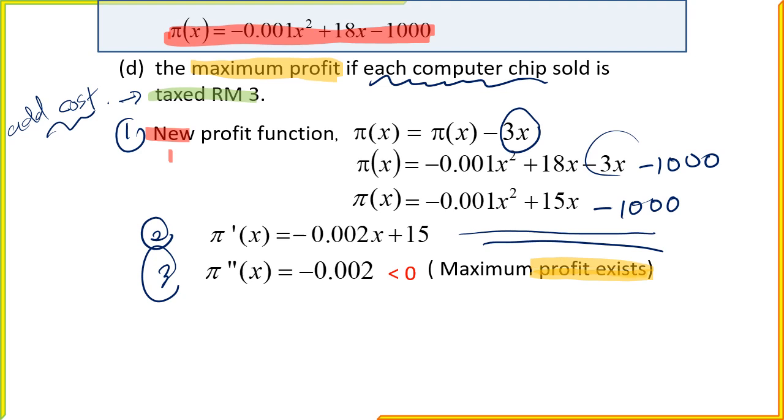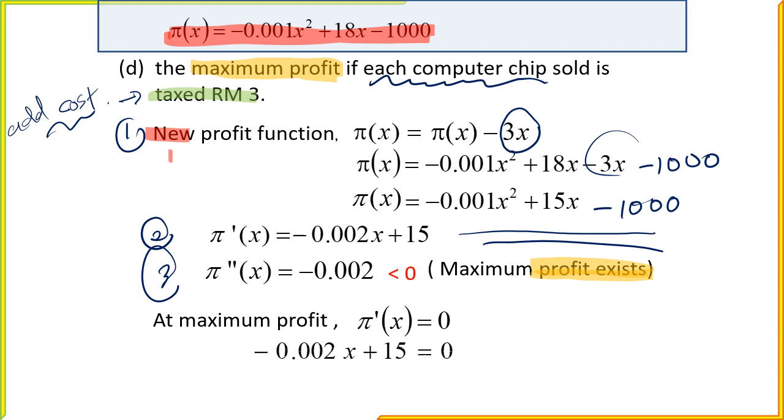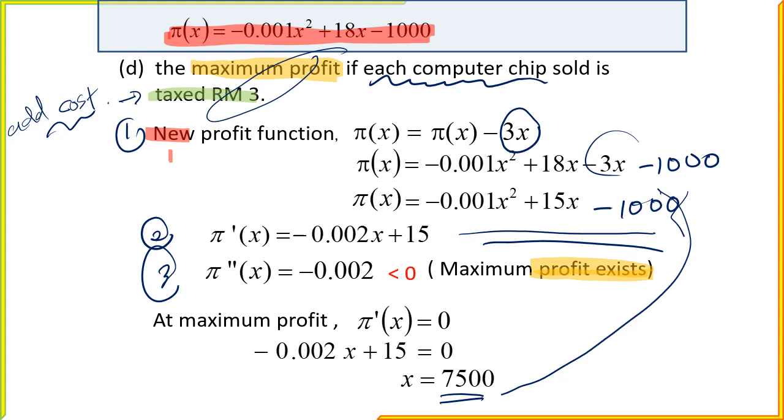And now we just have to find what is the number of computer chips that need to be sold. So we let pi prime x equal to 0, which is negative 0.002x plus 15 equal to 0, to find the x, the quantity that we need to solve, which is x equal to 7,500. So the new units that we need to sell in order to get maximum profit is equal to 7,500. But this is not the final one. What we need to do is to find the maximum profit. So we just have to substitute the x into the new profit function.